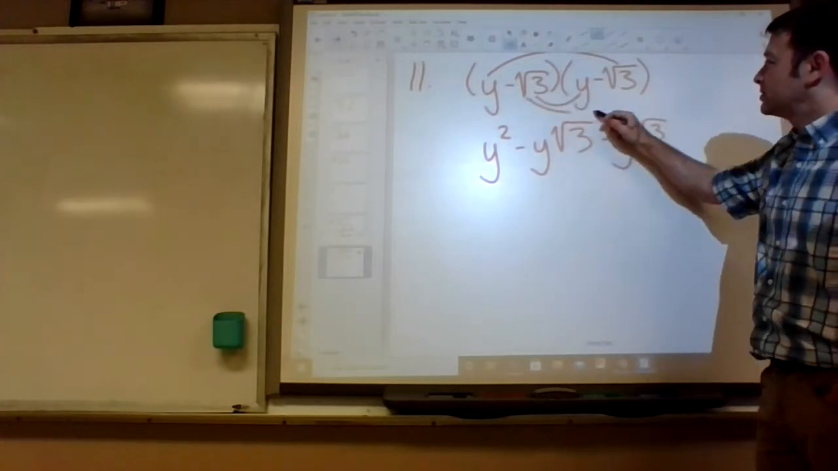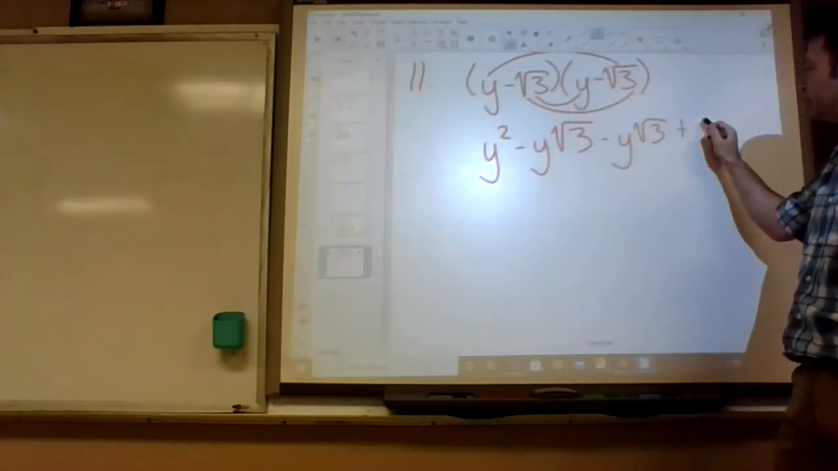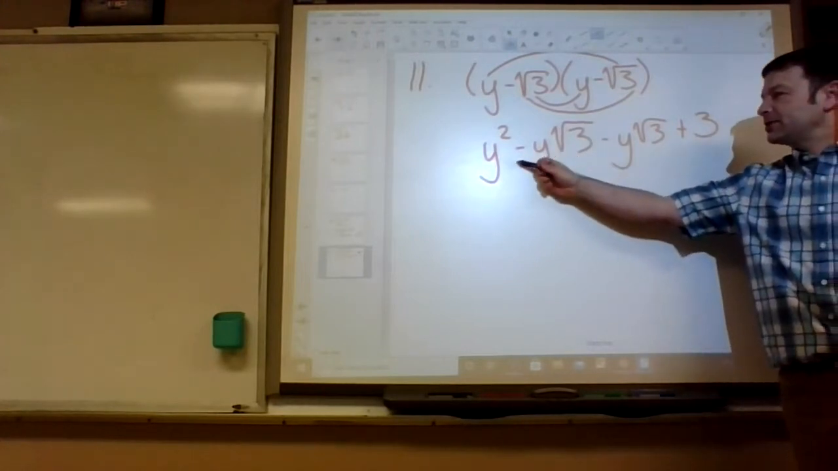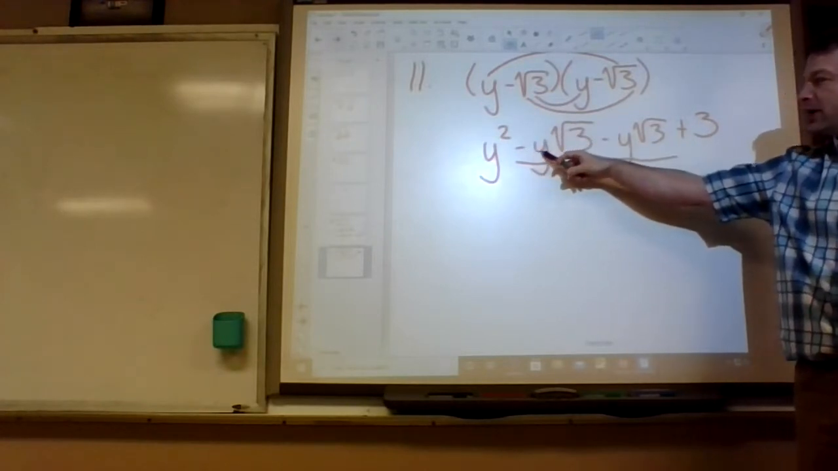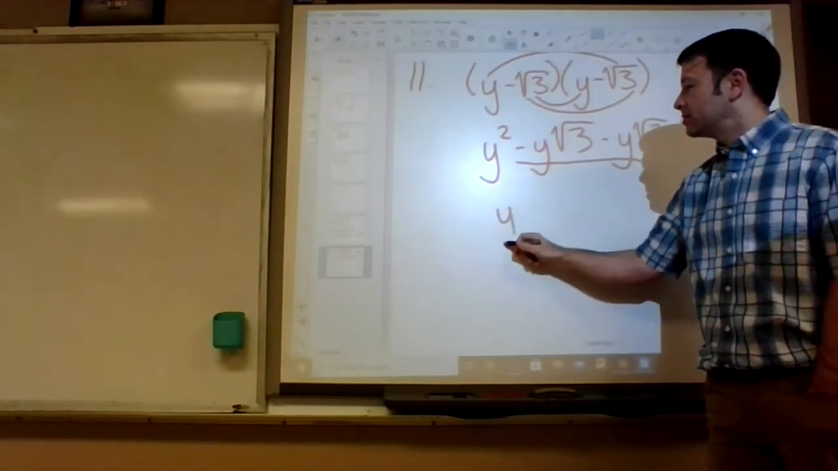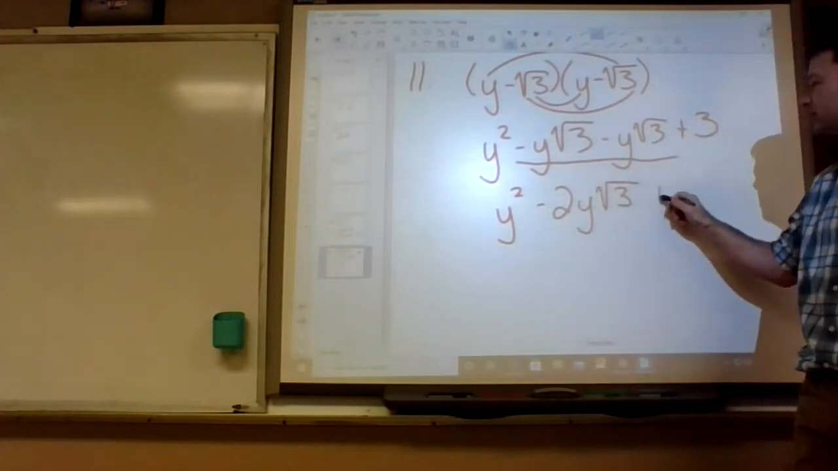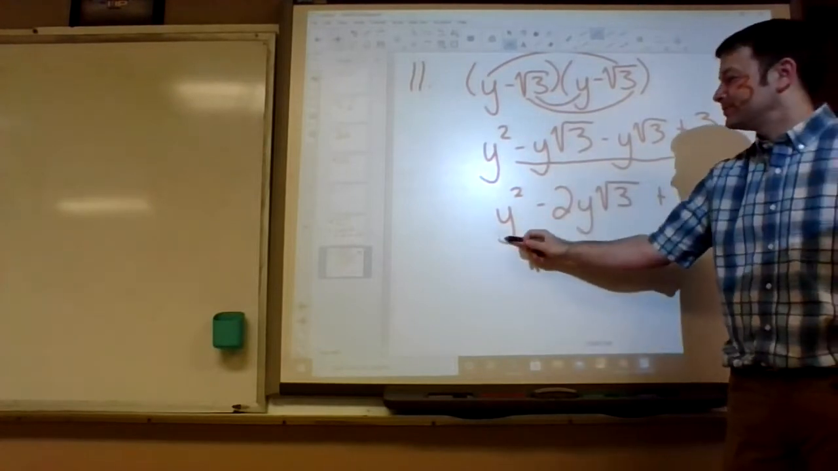And what's the last? That'd be 3, right? Right. Negative times negative is positive. Square root of 3 times square root of 3 is just 3. Okay, our middle two terms, do they cancel out? No. They add. It's basically negative 1y square root of 3 minus 1y square root of 3, so it'd be negative 2y square root of 3. Right. So the answer is y squared minus 2y square root of 3 plus 3. That's the answer, isn't it? Can we do anything else? No.